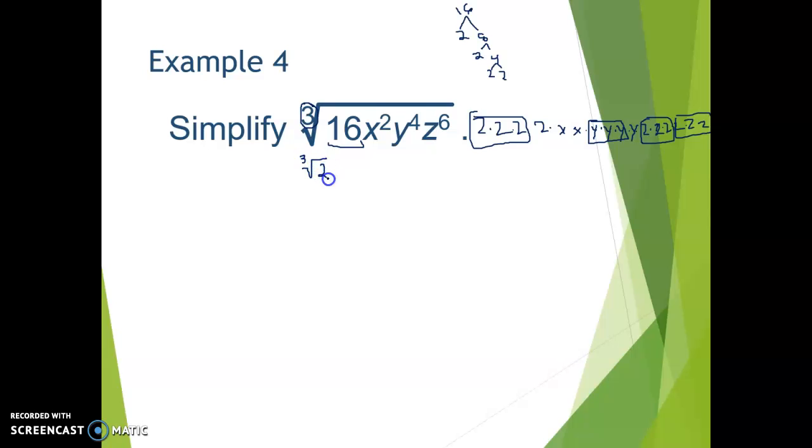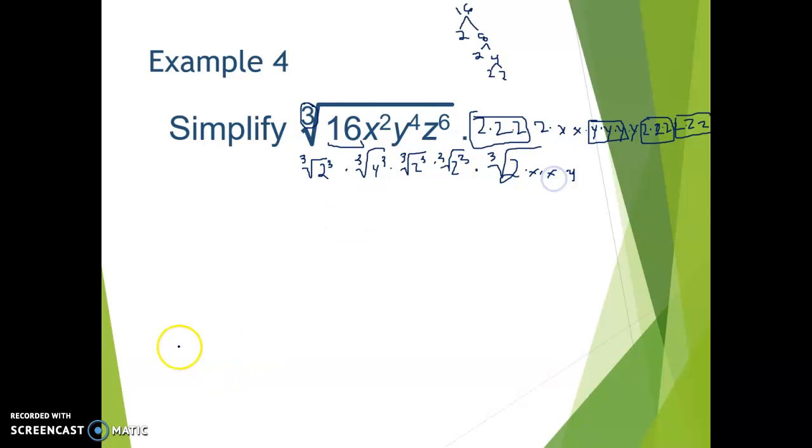So I've got cubed root of 2 to the 3rd times the cubed root of y cubed times the cubed root of z cubed times the cubed root of z cubed. And then I'm going to put all my leftovers in this last one. The cubed root of 2 times x times x times y.